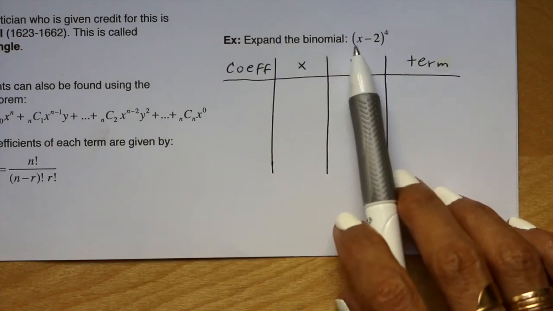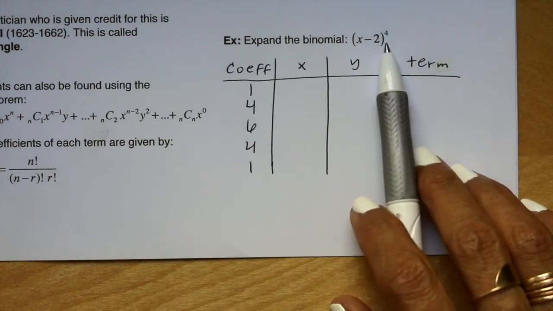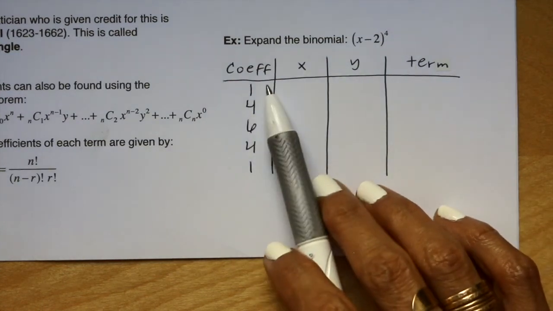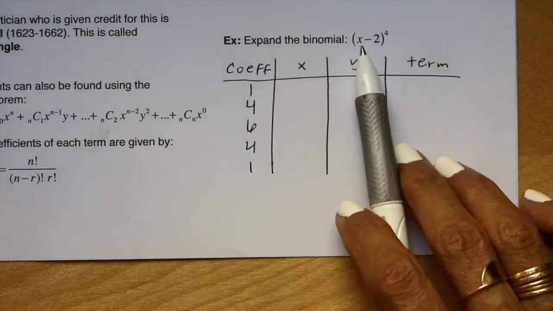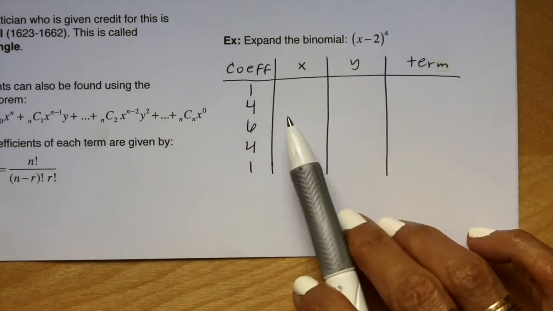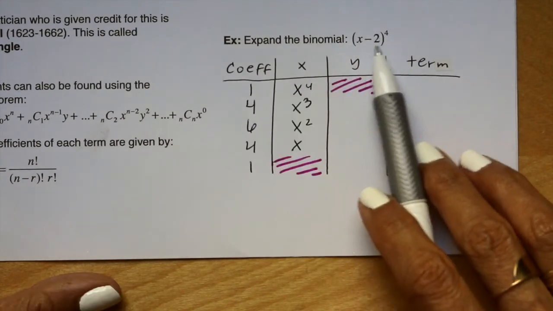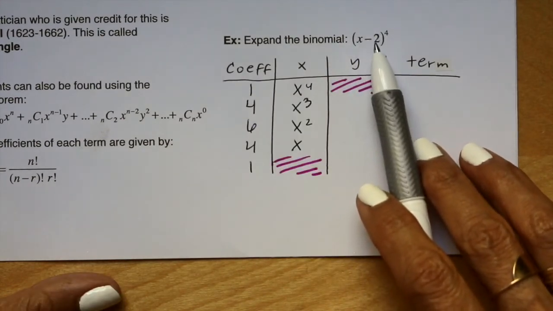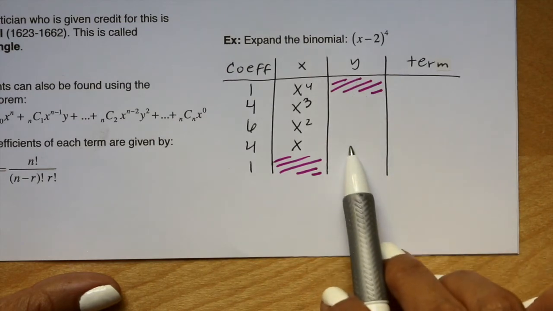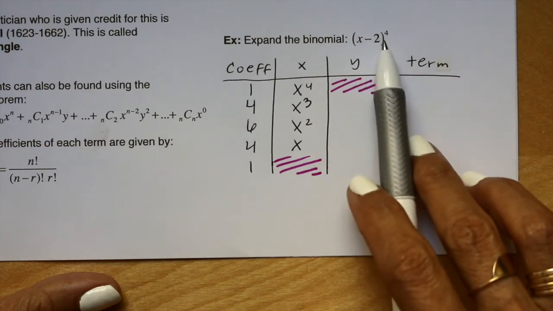For this problem, we have x minus 2 to the fourth power. Because our binomial is being raised to the fourth power, our coefficients, according to Pascal's triangle, are going to be 1, 4, 6, 4, 1. Next, the x is just x, so we're going to start with x to the fourth, then go x cubed, x squared, x, and no x. In place of the y term, we have negative 2. So the pattern for the y's would be no y, y to the 1, y to the 2, y to the 3, y to the 4. But instead of y, we're going to replace it with negative 2.